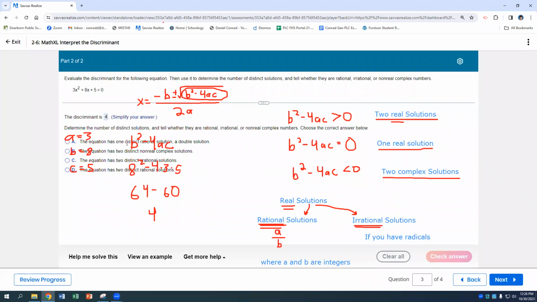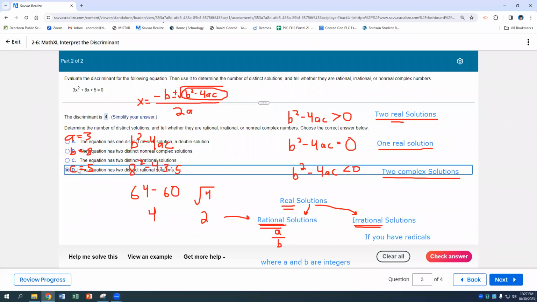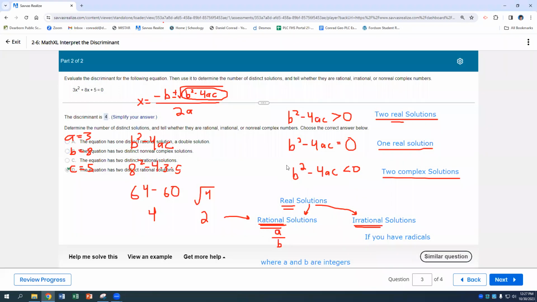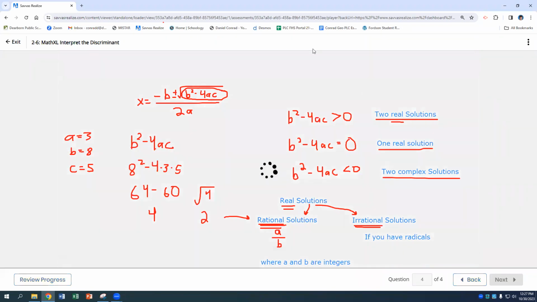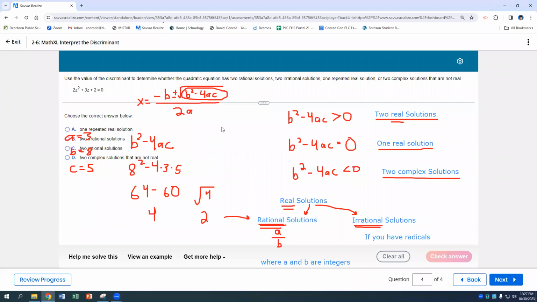All right, so that's going to be two real solutions because it's greater than 0. And this is where they're asking us. So when we take the square root of our discriminant, we're going to get a 2. Since 2 is a rational number, we're going to have two rational solutions. They're going to be real and they're going to be rational. And there we go. Okay, so that's the idea there.